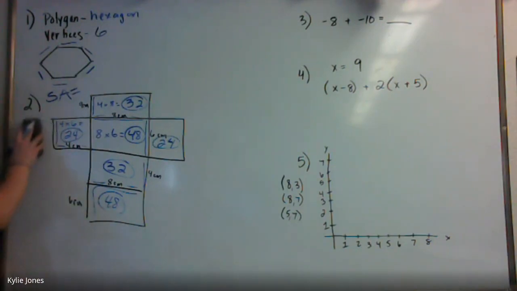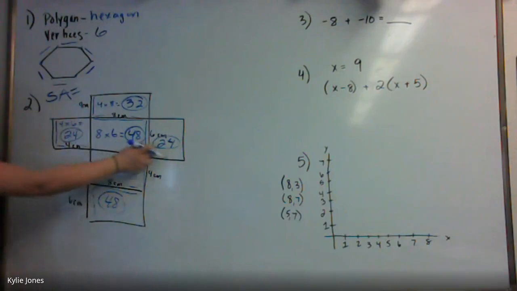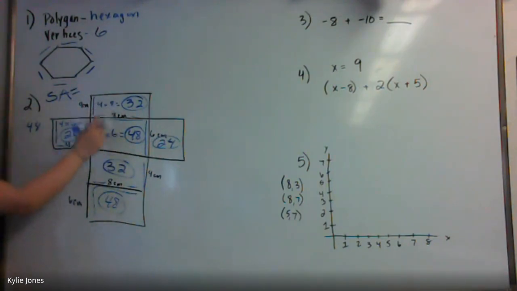I like to take the two that are the same and add them. So 24 and 24 is 48. Then 32 and 32 is 64. And then 48 and 48 is 96. Much smaller numbers to add. 48 plus 64 plus 96 gives 208.